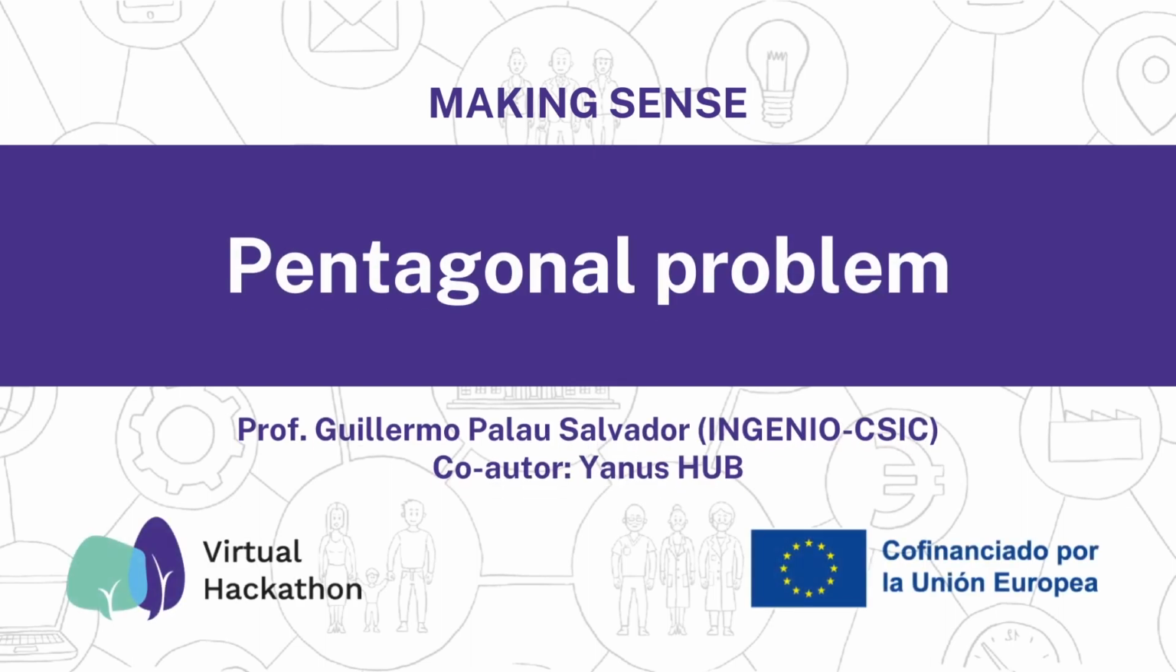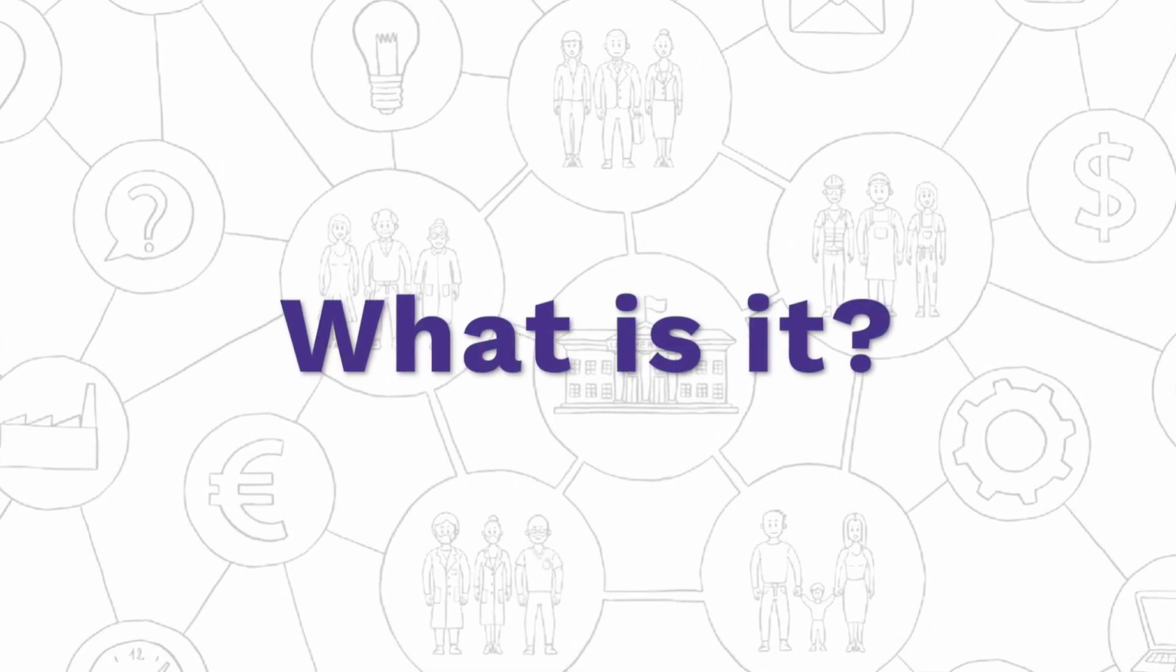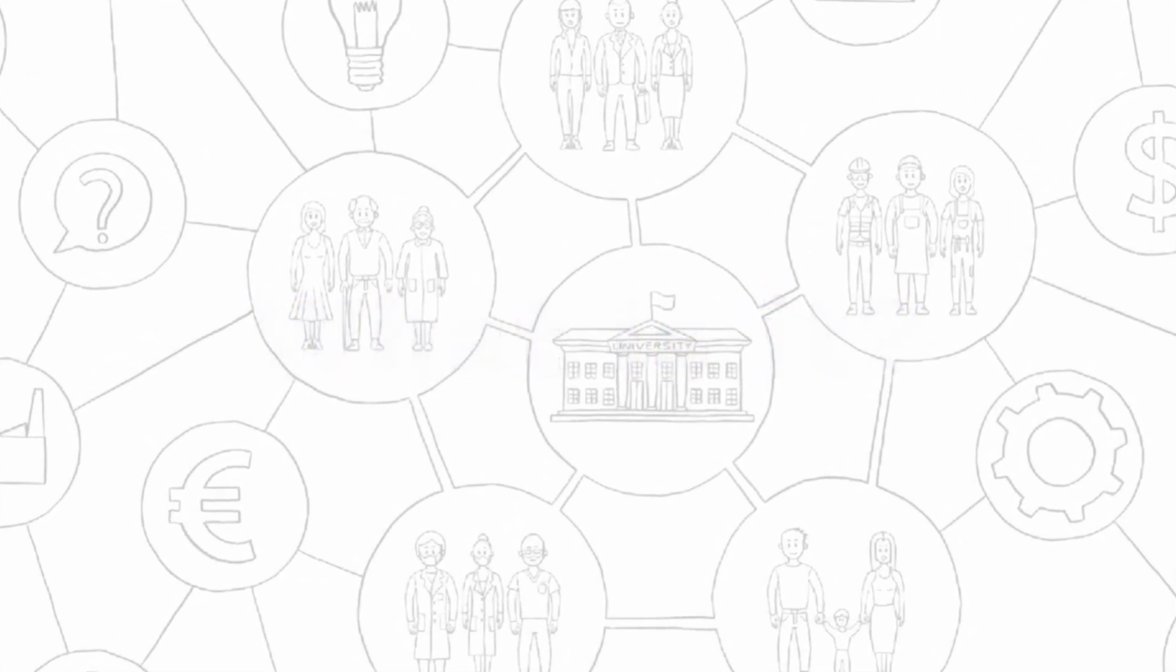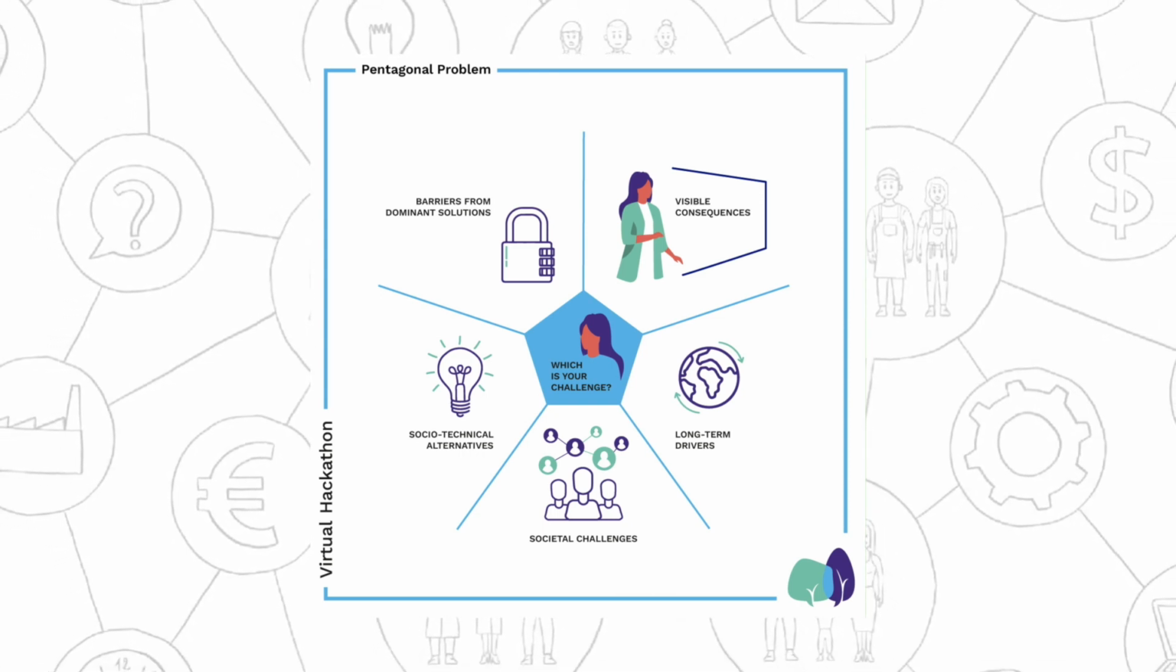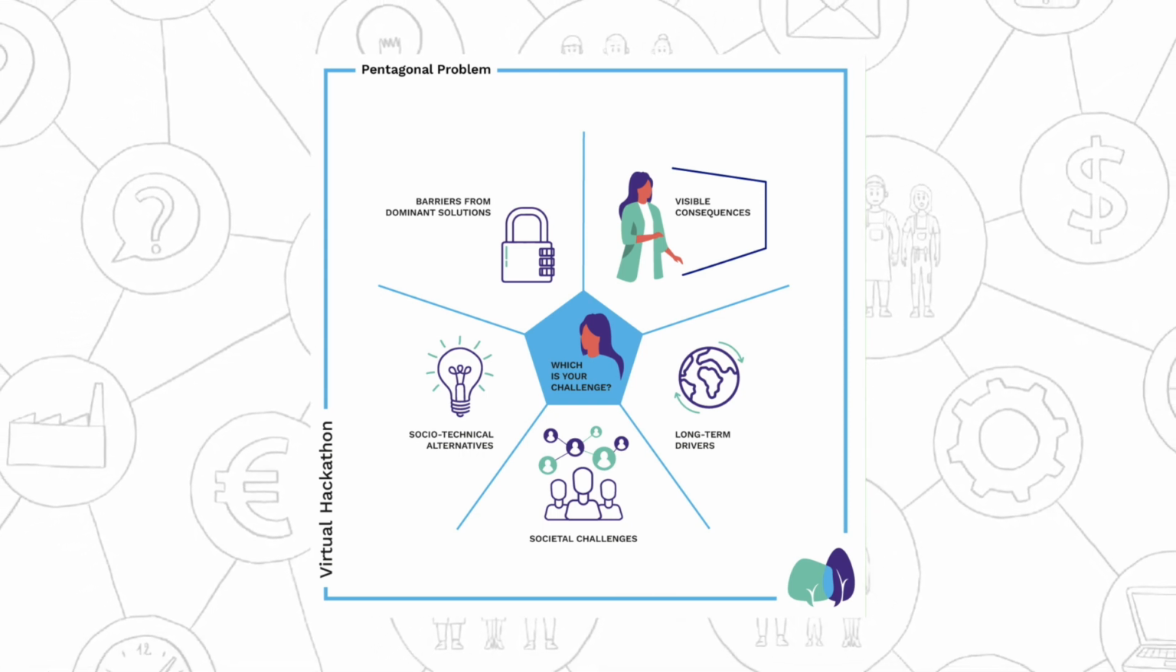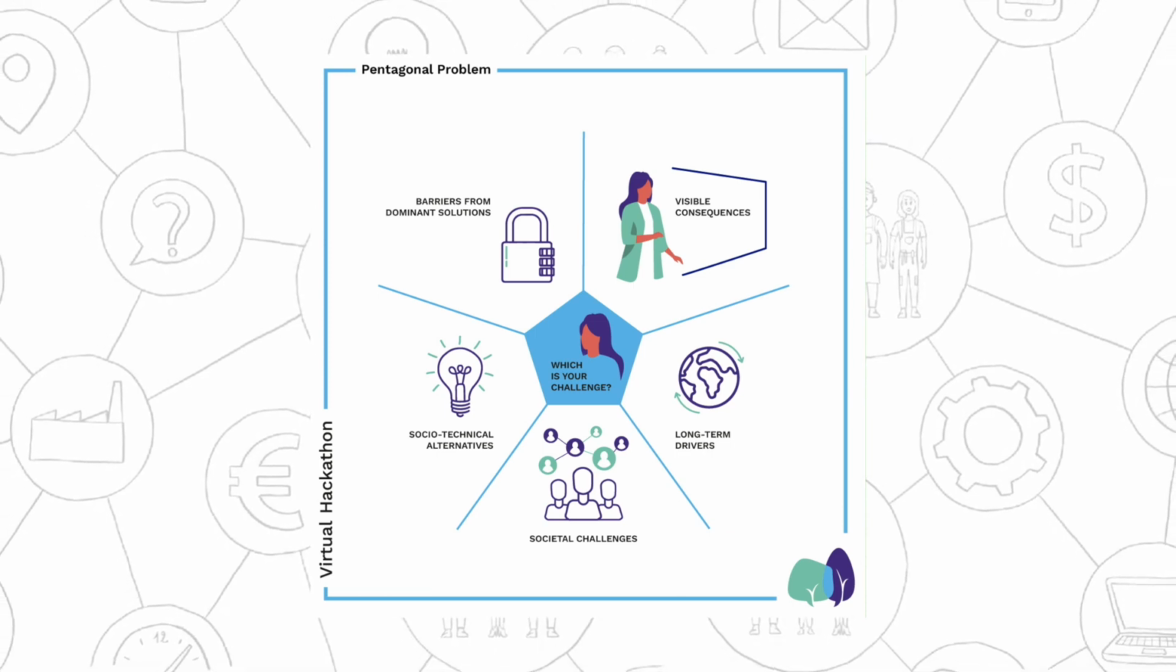Pentagonal Problem. What is it? The Pentagonal Problem is a visual tool designed to help teams to nail down the problem, to identify its different components and details, and to agree on a common ground for future actions.